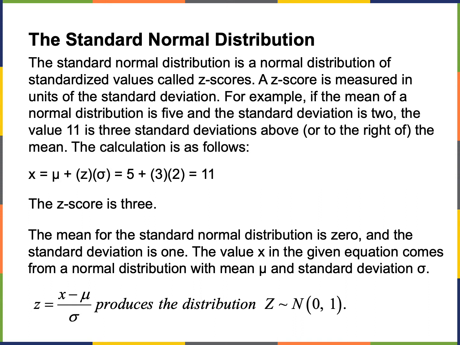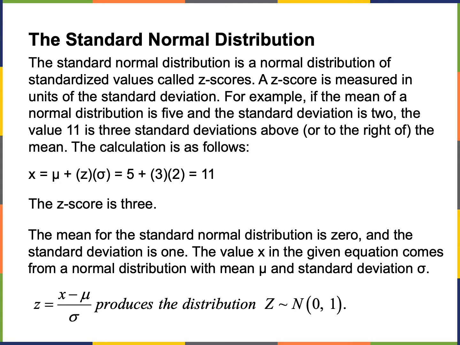So here, let's suppose the mean of a normal distribution is 5 and the standard deviation is 2. So how far away is the value 11? Well, 5 plus what is 11? 6. How many standard deviations is 6? Well, if the standard deviation is 2, then 3 times 2 is 6. So we have three standard deviations away from the mean is what 11 is. So we say that the z-score is 3.